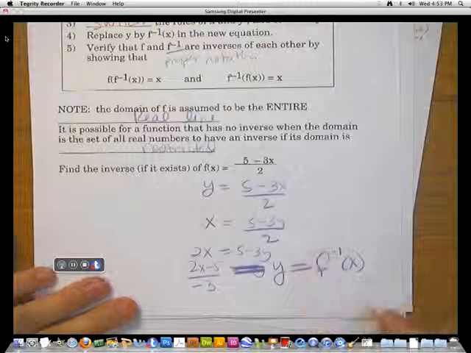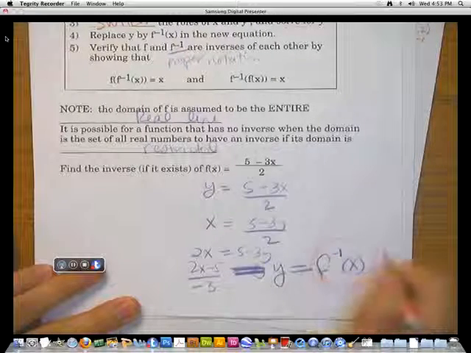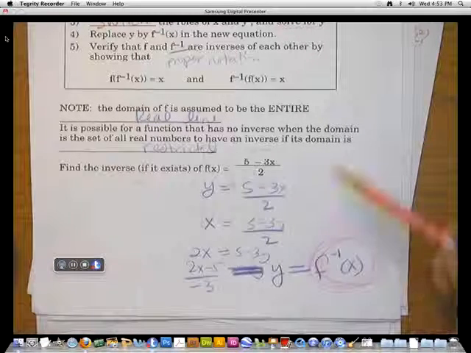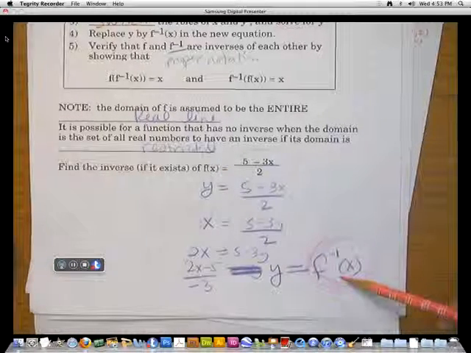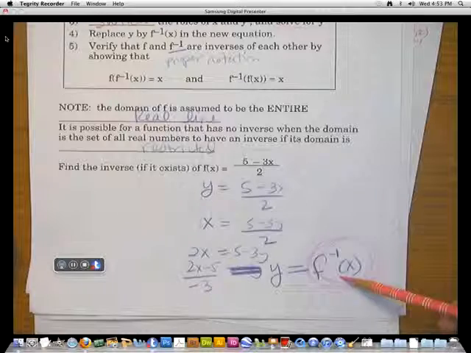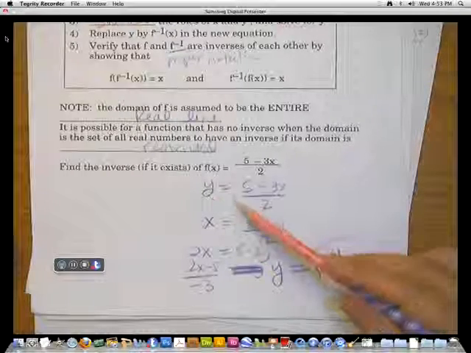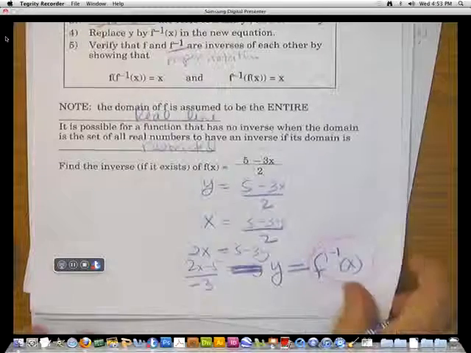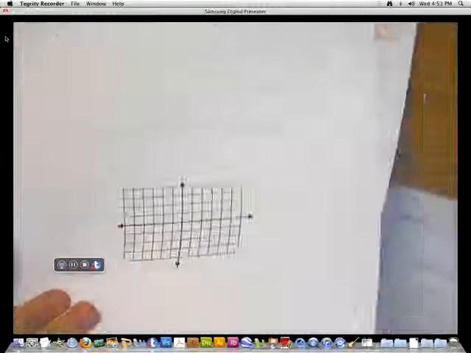So make sure you put proper notation. If you put down y, you will lose points for that. You need to make sure that when you start in function notation, you end in function notation. So we use the y just for the work, but in the end, it needs to be in proper notation.